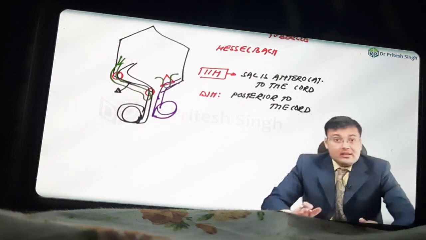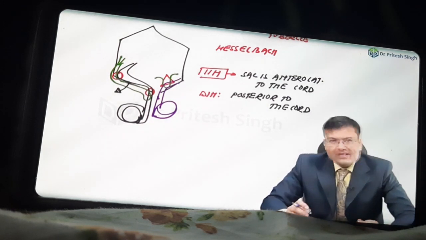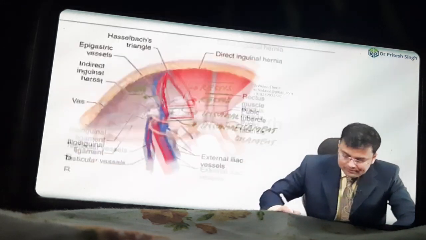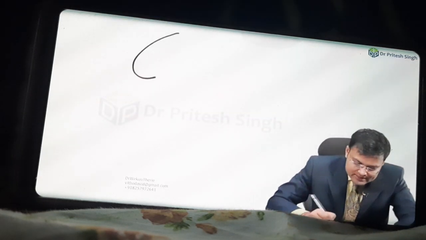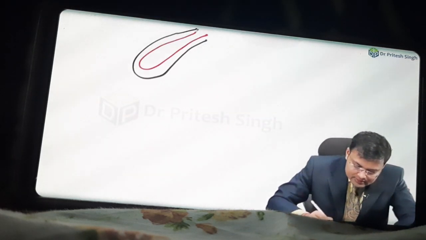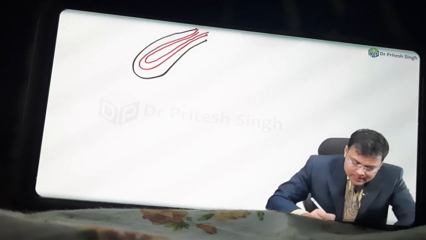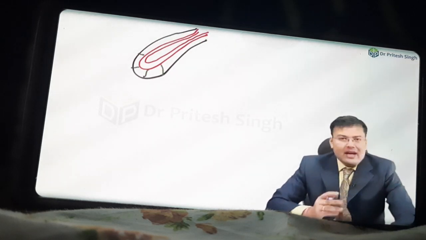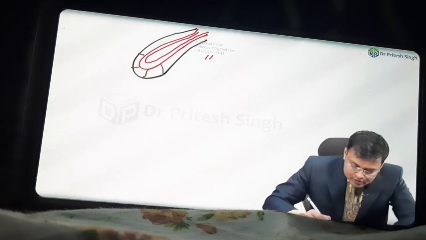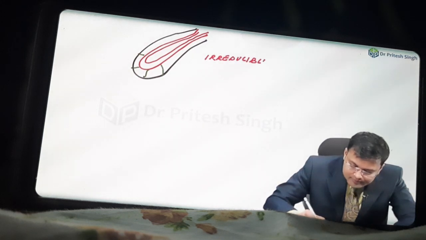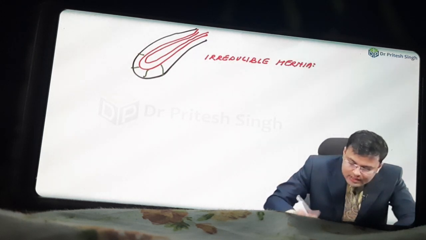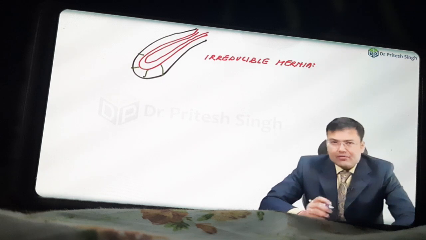After that, questions are asked on the difference between irreducible hernia, incarcerated hernia, obstructed and strangulated hernia. See the difference. If this is the sac, and in the sac, this is the content. Now what is the problem? Sometimes there is formation of adhesions between the sac and content, and then the hernia cannot be reduced. This is known as irreducible. So irreducible hernia is when the hernia cannot be reduced because of adhesions between sac and content.